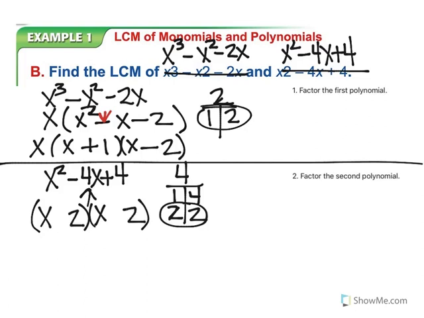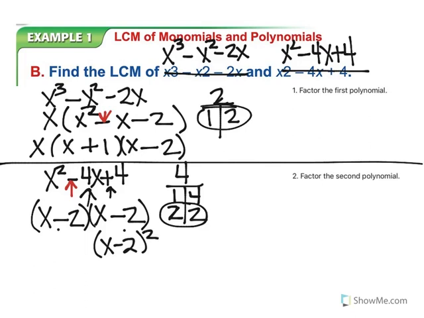Whatever our middle sign is goes with our bigger factor, and in this case they're both the same. So this needs to be negative, and we need to multiply to get a positive here, so that means this sign needs to be a negative as well. We can actually rewrite this, since it's something times itself, as x minus 2 squared.